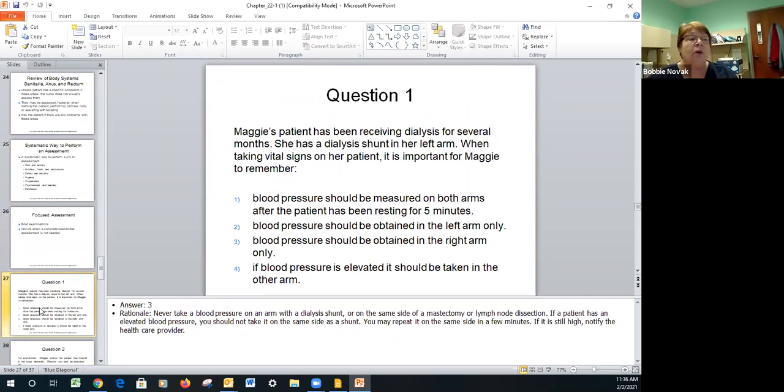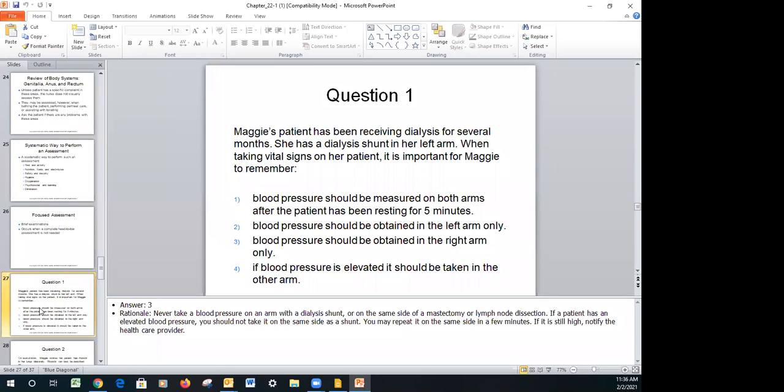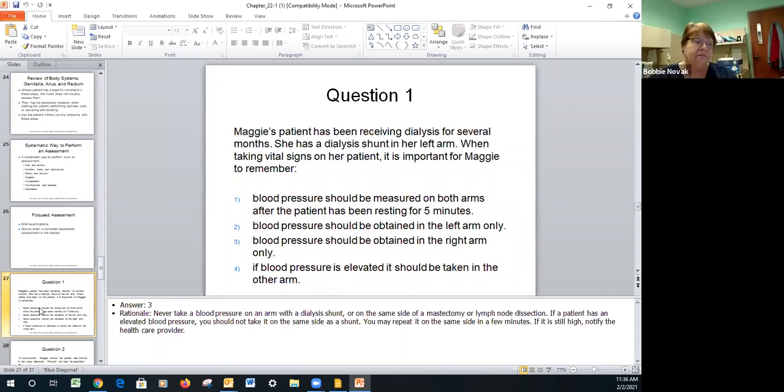So question number one, you have a patient who's been receiving dialysis for several months with a dialysis shunt in her left arm. When taking vital signs on her patient, what is it important for her to remember? Blood pressure should only be taken in the right arm. Right, great. We can't take it in the left arm because that's where her shunt is and we don't want to mess with that shunt. Okay.